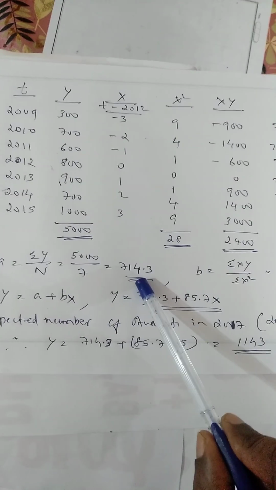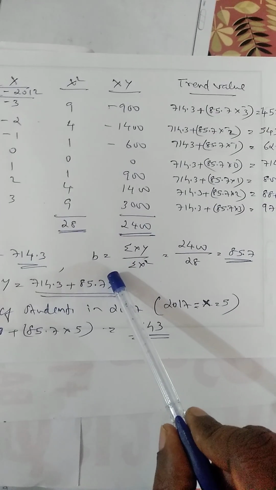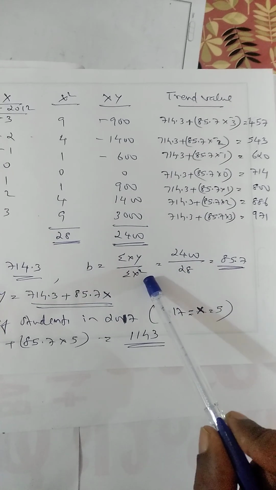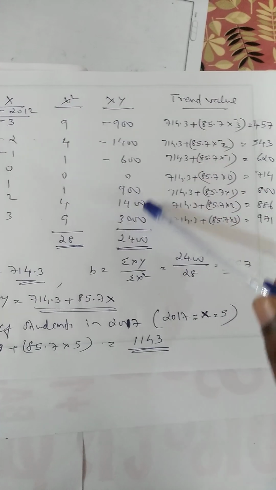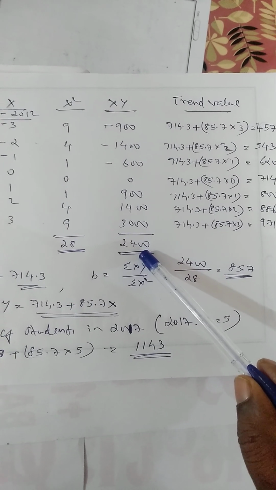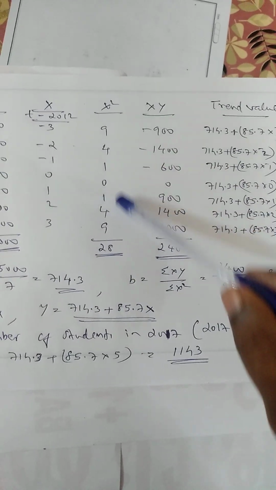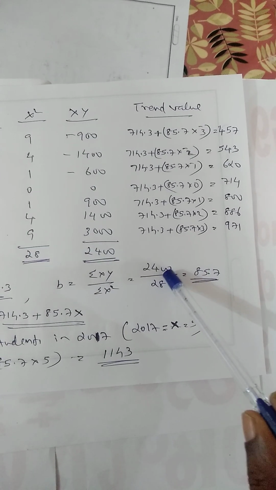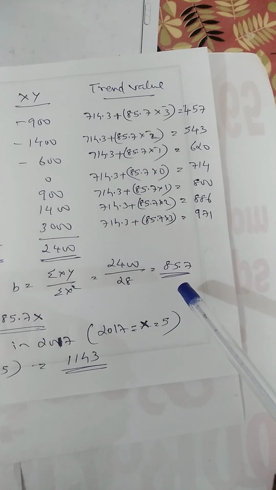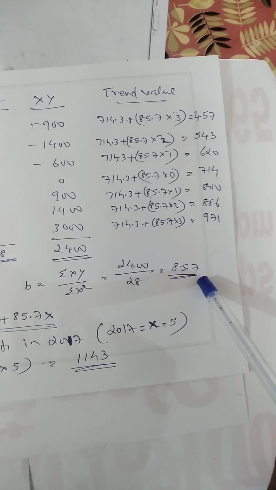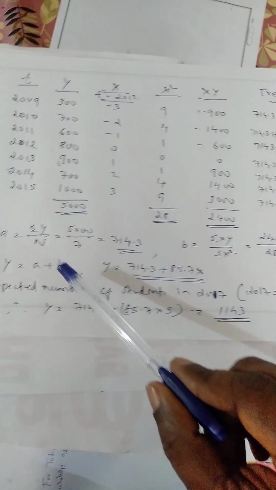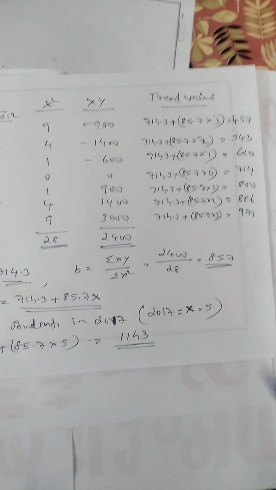Now A is available. Then B. B is equal to sigma xy divided by sigma x square. Sigma xy is here, which is 2400. And sigma x square is here, which is 28. So 2400 divided by 28 provides 85.7. Okay, we got the value of A 714.3 and B 85.7.